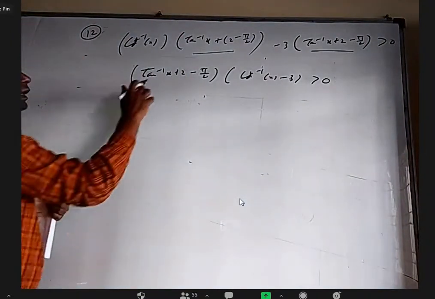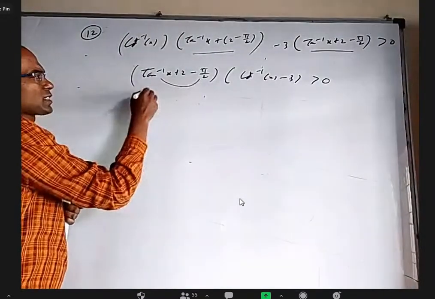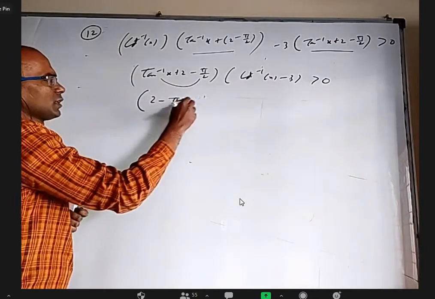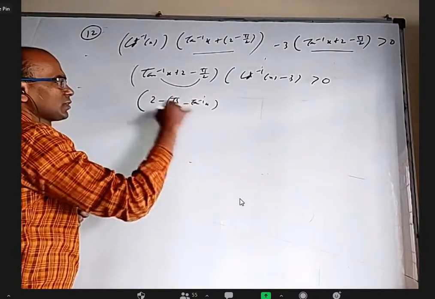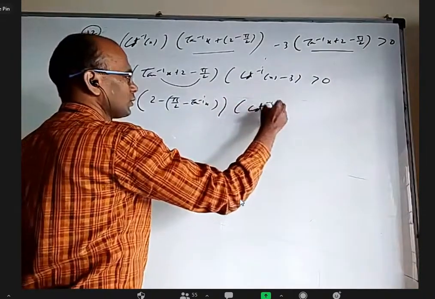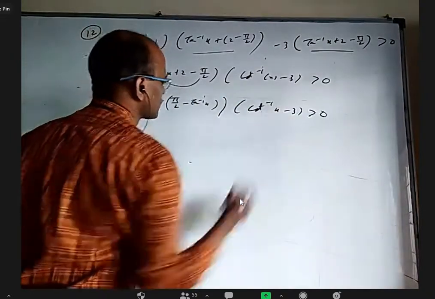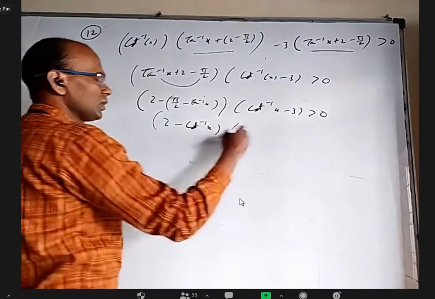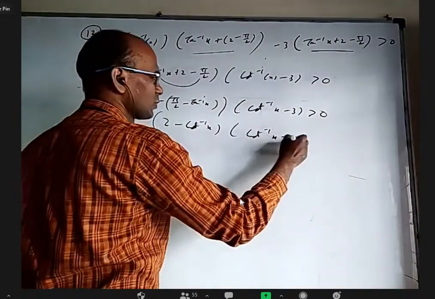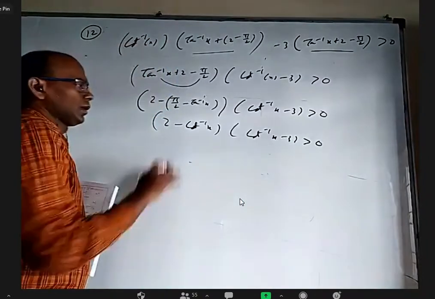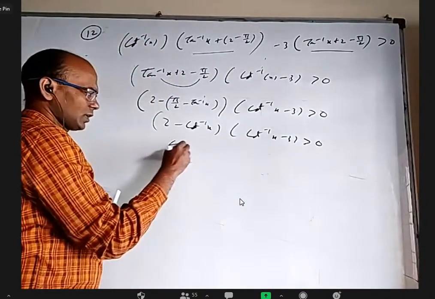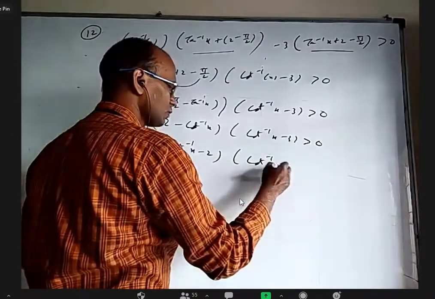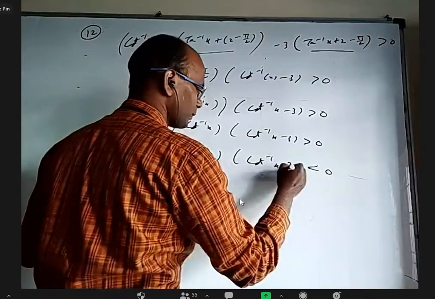Now actually, pi by 2 minus tan inverse x is cot inverse x. So 2 minus pi by 2 minus tan inverse x, into cot inverse x minus 3, is greater than 0. This is actually cot inverse x. 2 minus cot inverse x into cot inverse x minus 3 greater than 0. I'll multiply by minus. I'll get cot inverse x minus 2 into cot inverse x minus 3 is less than 0.